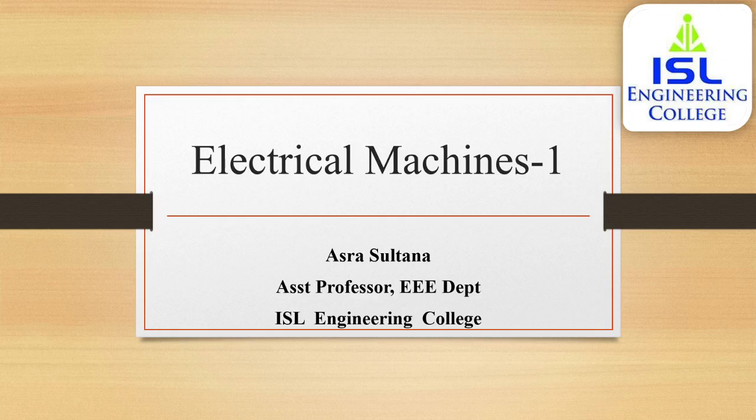In the previous class we discussed the EMF equation of a DC machine. We derived the EMF equation for both DC generator and DC motor. The EMF generated in a generator is called the generated EMF, denoted by EG. Whereas in a motor, after motoring action, generating action also takes place inside the motor, so EMF is induced in the motor also. That EMF is called back EMF or counter EMF. But the derivation for both EMFs, in generator and motor, is the same.